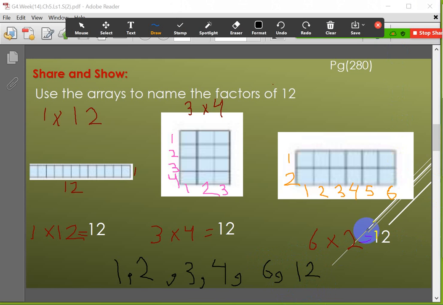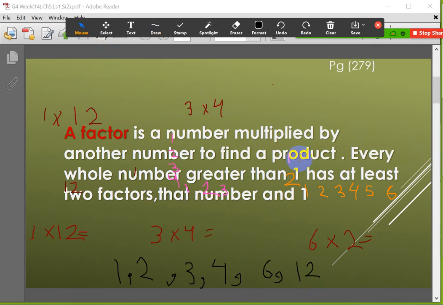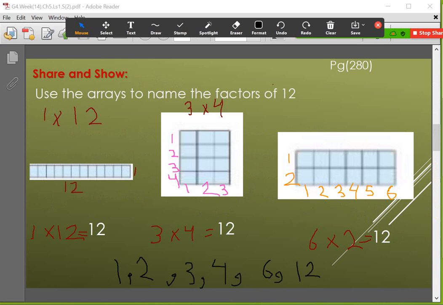Another question, Noura? Teacher, my question is, does the factor have to be only multiply or can it also be plus? No, only multiplied. I told you. You have to save the definition, the first definition right here. The factor is a number multiplied by another number. Multiplied. Okay? I didn't say add or subtract as an example. Only multiplied. Okay? Okay, thank you, Noura.